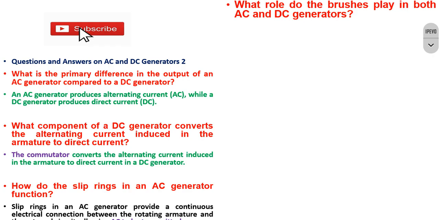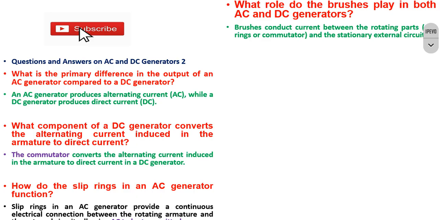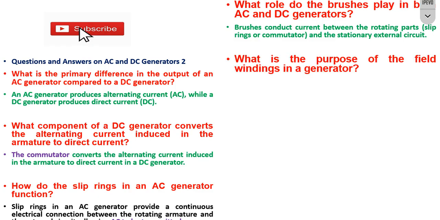What role do the brushes play in both the AC and DC generator? Brushes conduct current between the rotating parts, we have the slip rings or commutator, and the stationary external circuit.